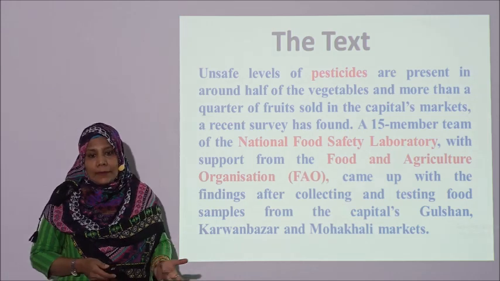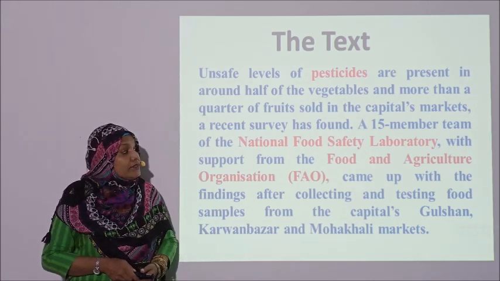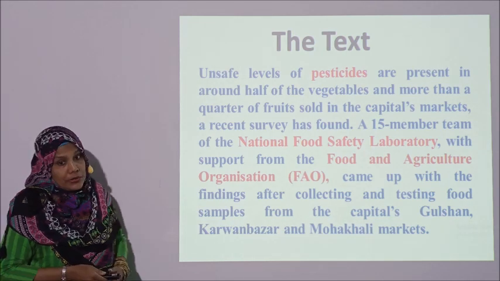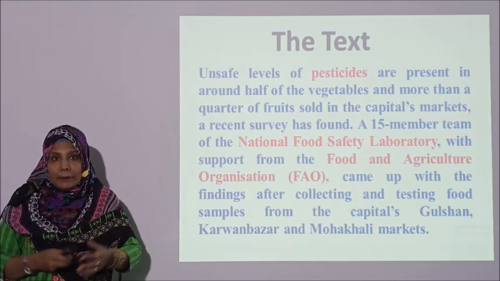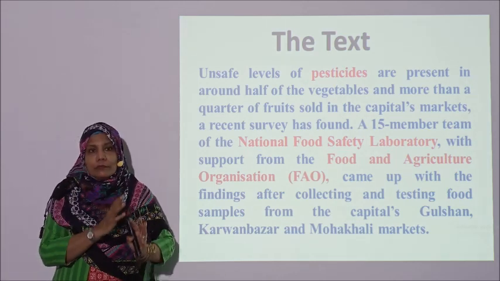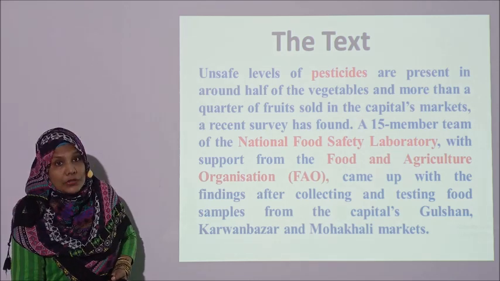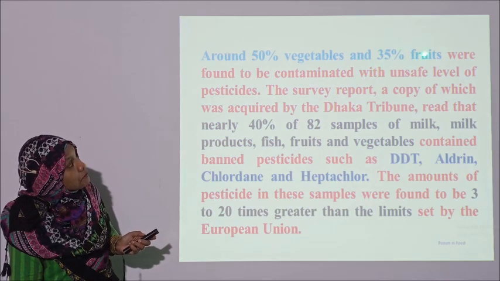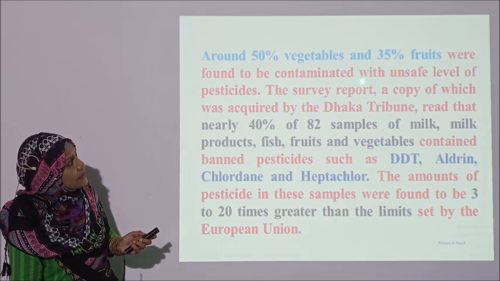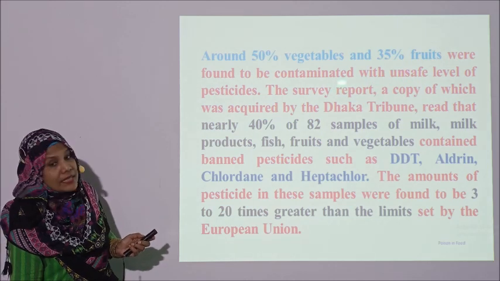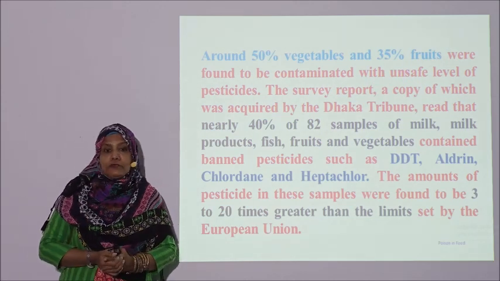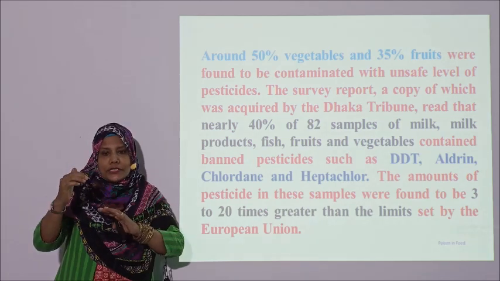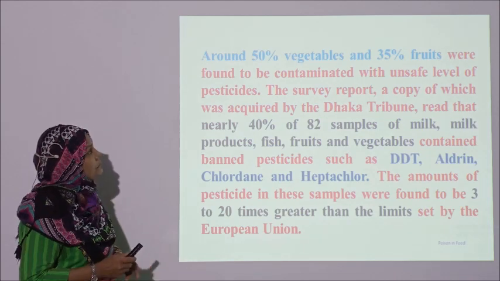What exactly happened there? The National Food Safety Laboratory and the Food and Agriculture Organization came together and tried to make a survey, and they made a report and gave us an outstanding result. Around 50% of vegetables and 35% of fruits were found to be contaminated with unsafe levels of pesticides. So 50% and 35%: 35% in fruits and 50% in vegetables.